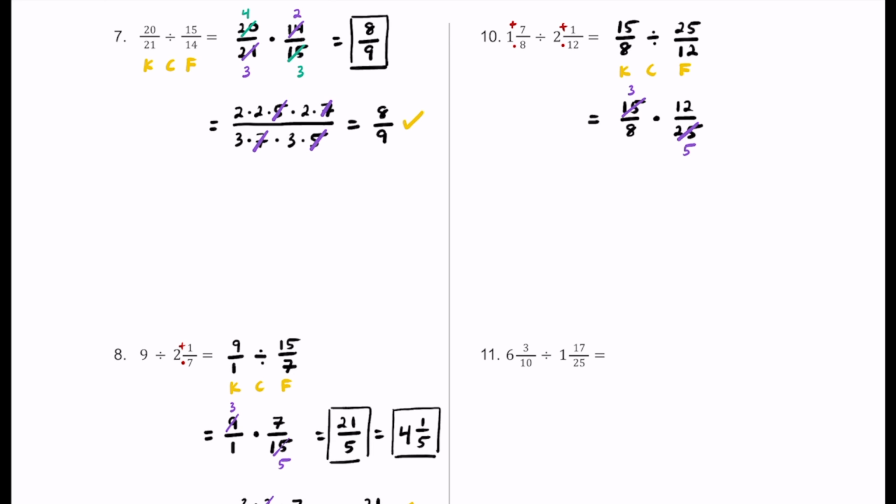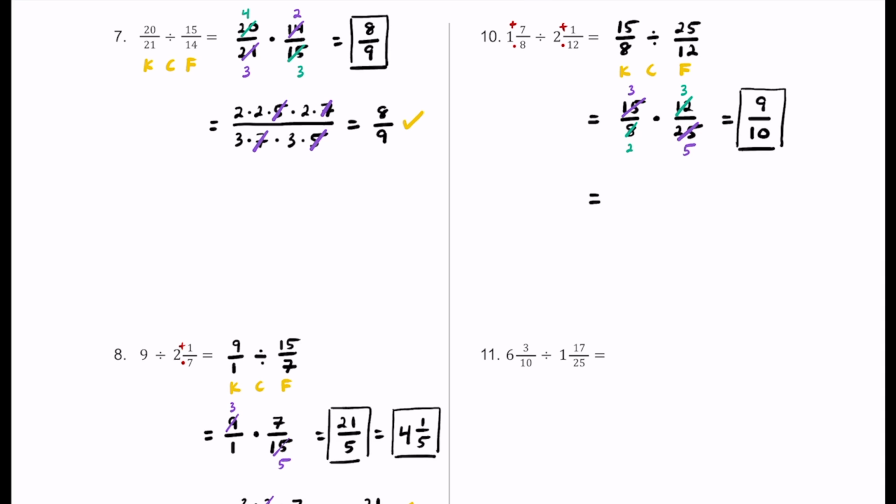And then the 12 and 8, I think their GCF is 4, so 8 divided by 4 is 2, and 12 divided by 4 is 3. I don't see any other common factors. I think everything's relatively prime between the top and the bottom. So on top, 3 times 3 is 9, and on bottom, 2 times 5 is going to be 10. And so that's a proper fraction, so we know we are done right away.